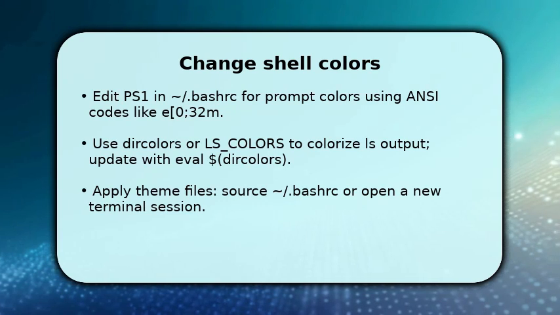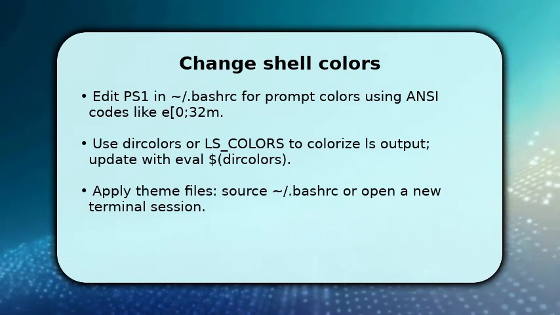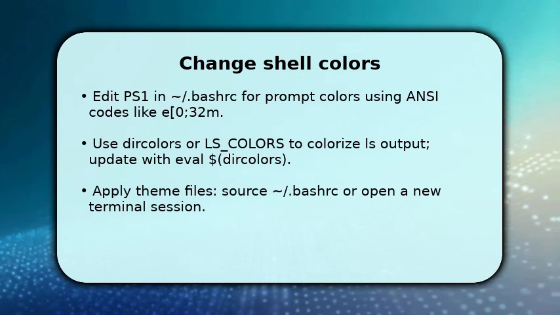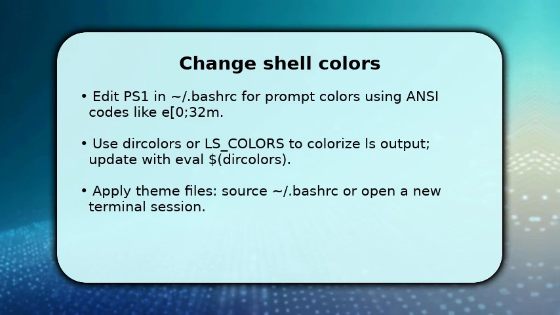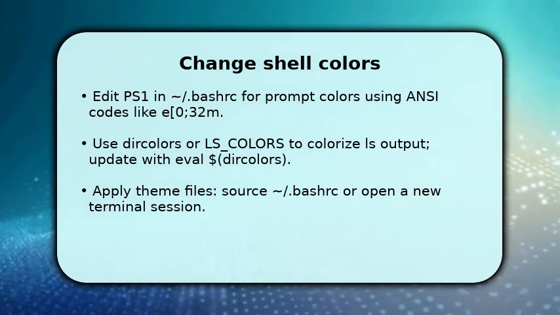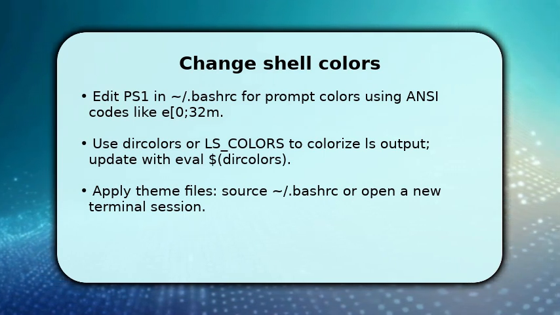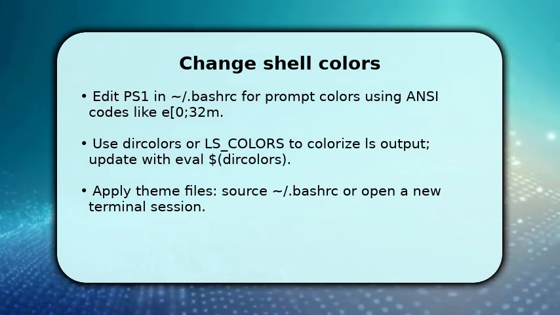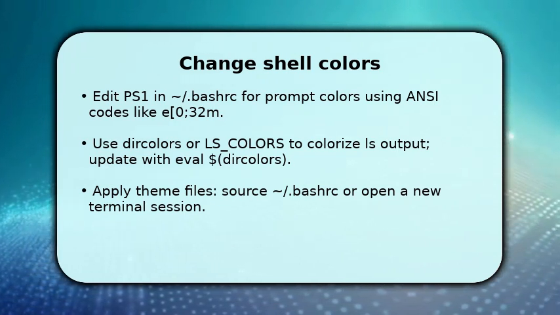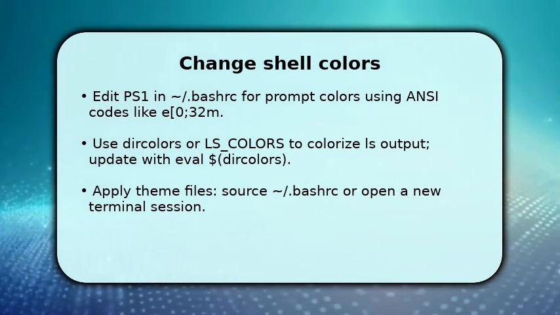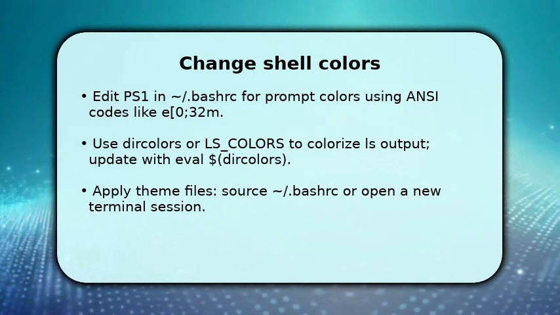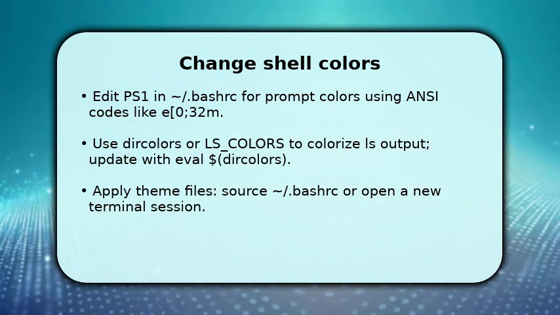Now you edit your shell prompt and environment to set colors. Open ~/.bashrc and modify PS1 to include ANSI escape codes, for example, \e[0;32m for green, then reset with \e[0m. Next, improve directory listing colors by configuring dircolors or LS_COLORS and applying with eval $(dircolors ~/.dircolors). Make sure to source any new theme file or run source ~/.bashrc so changes take effect immediately.